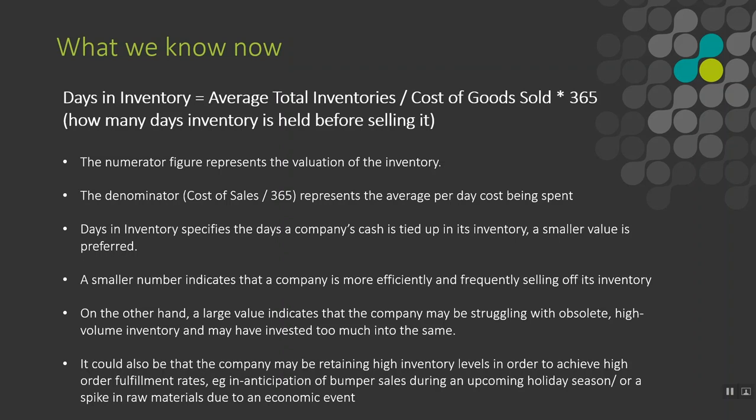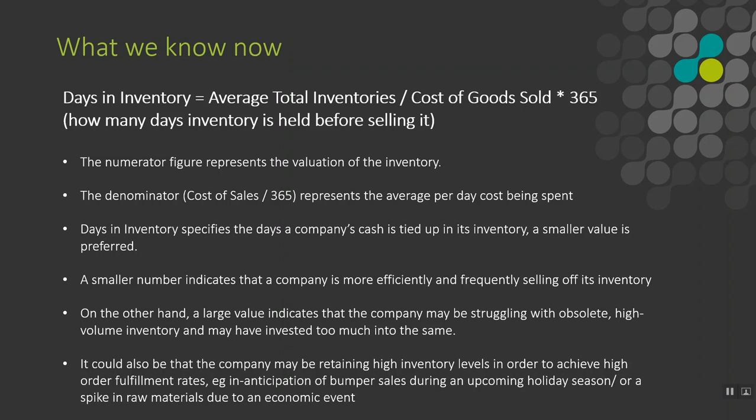Now the days in inventory specifies the days a company's cash is tied up in its inventory, so a smaller value is definitely preferred. A smaller number does indicate that a company is more efficiently and frequently selling off its inventory. However, a larger value may indicate that a company may be struggling with obsolete, high volume inventory and may have also invested a lot into those inventories.